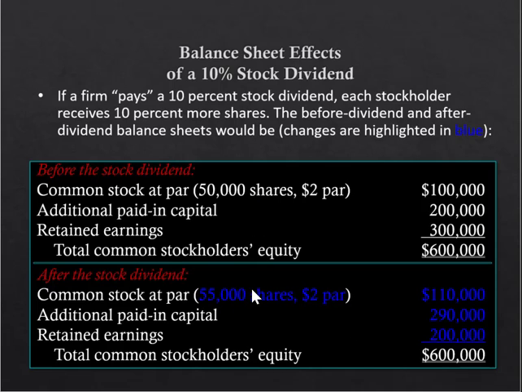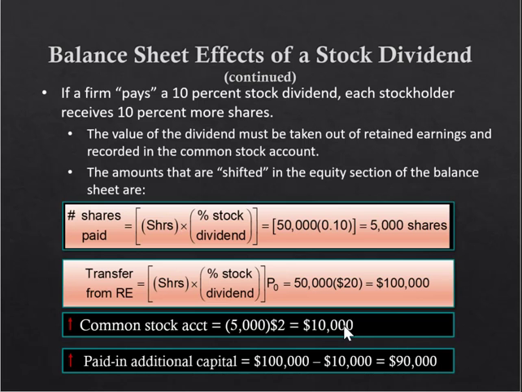Shares went from 50 to 55. Everything else kind of slid up from retained earnings to APIC and to common stock at par, because your par value went up, but nothing else changes. And this just shows what I just walked through formulaically. You can see that the amounts are shifted in the equity section of the balance sheet, and it's based upon the price of the stock at that date.